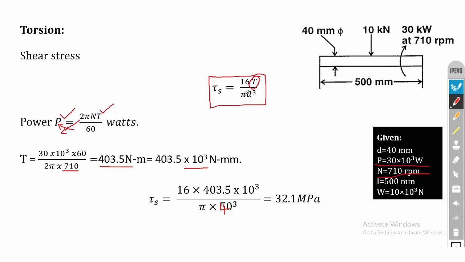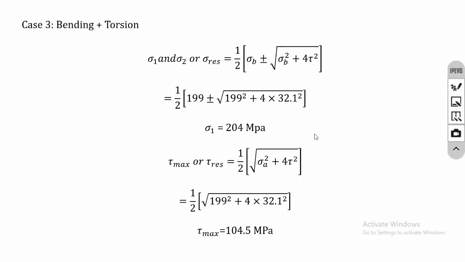So we'll substitute this in the first equation. It is 16 into, in the place of T, 403.5 into 10 power 3 divided by pi into 40 cube, since the diameter is 40. So we will get 32.1 Newton per mm square, that is 32.1 megapascal. So we have calculated the shear stress. Now we have to combine both the bending and shear stress.